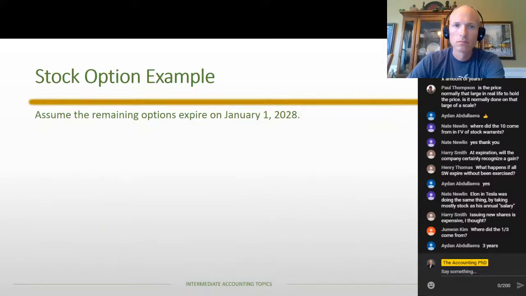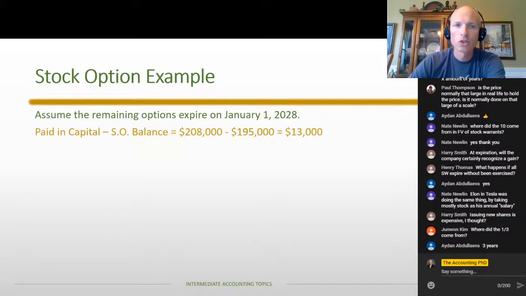So now let's assume that the remaining options expire. And so again, we have to think about what's the balance in the account. Well, the original balance, or the full balance, was $208,000. We already had taken off $195,000, which means the remaining balance is $13,000.